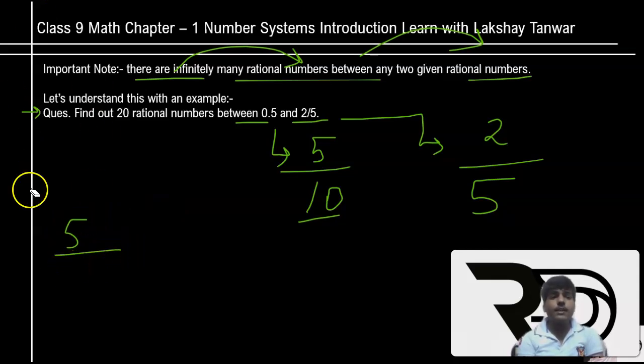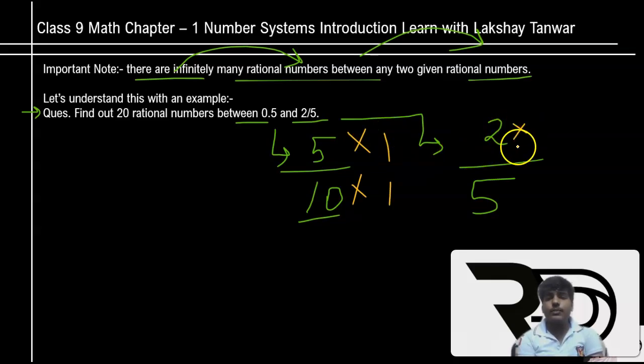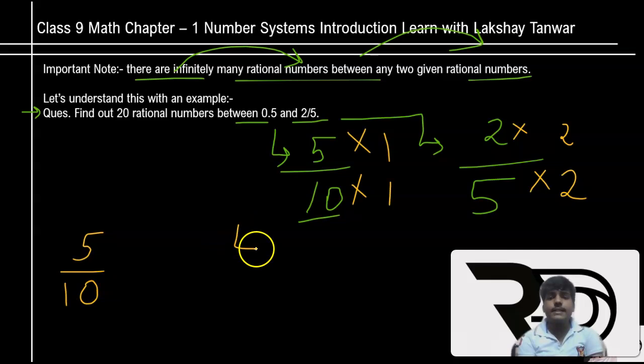Let me use that space as well. I'll multiply this with 1, and I multiply this with 2. So my denominator becomes the same. So the two resultant rational numbers that I get will be 5/10 and 4/10. 5/10 and 4/10.